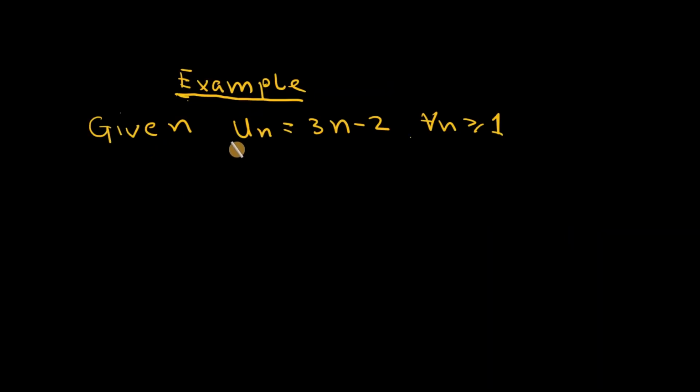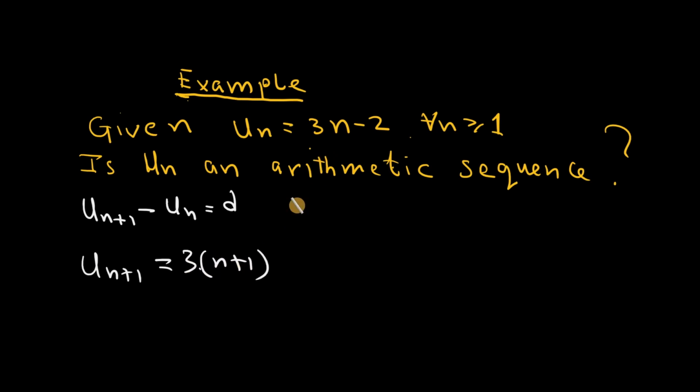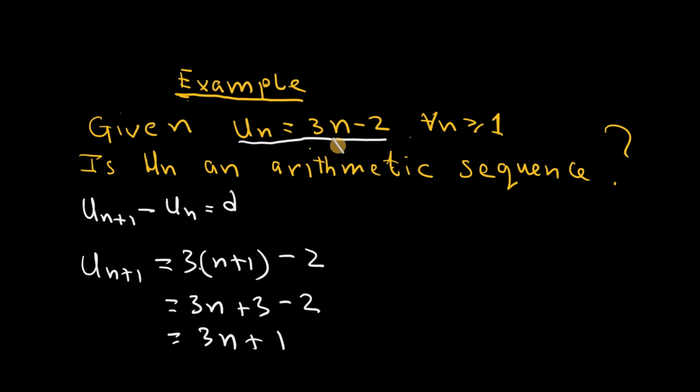Example, given un is equal to 3n minus 2 for every n greater than or equal to 1. Is un an arithmetic sequence? To find out whether un is an arithmetic sequence, we need to verify whether un plus 1 minus un is a constant. Un plus 1 is equal to 3 into n plus 1, so in the place of n, I'll put n plus 1, minus 2, is equal to 3n plus 3 minus 2, which is equal to 3n plus 1. But un is equal to 3n minus 2.